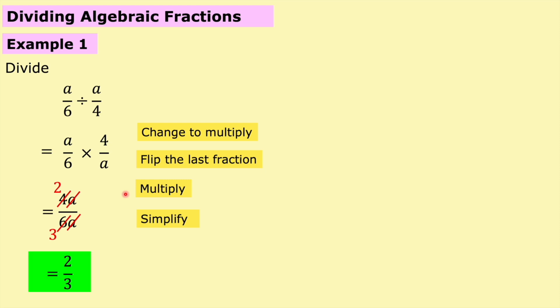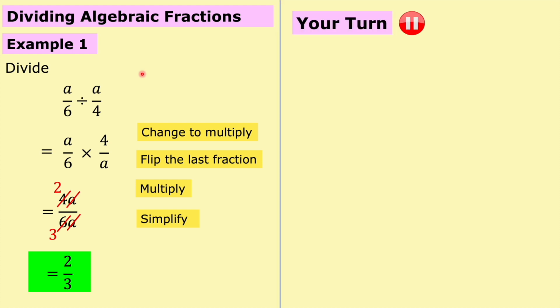So again, our important steps are using our skills of dividing fractions, change the divide into a multiply, and flip that last fraction. So change to multiply, flip that last fraction, and then go ahead and follow the same steps as before. So with that, can you pause the video and try this question here?